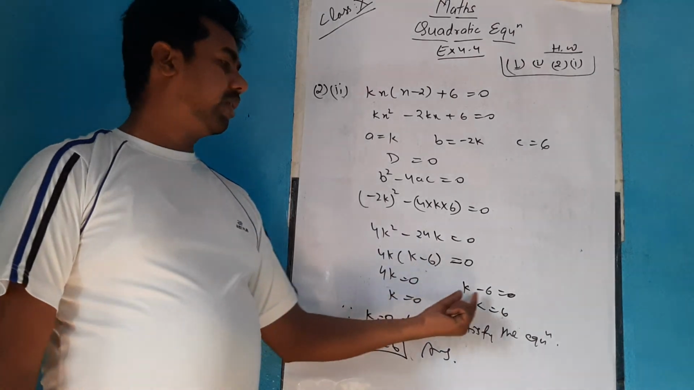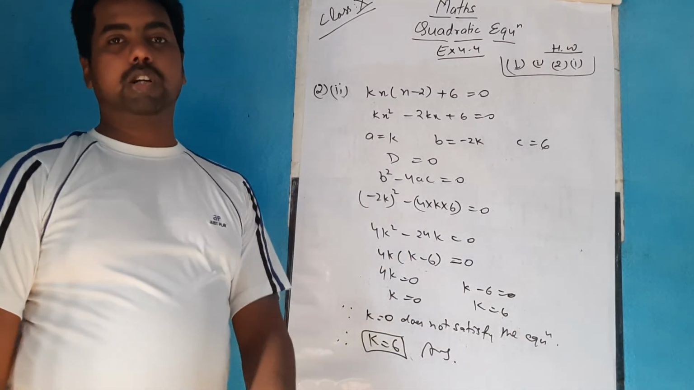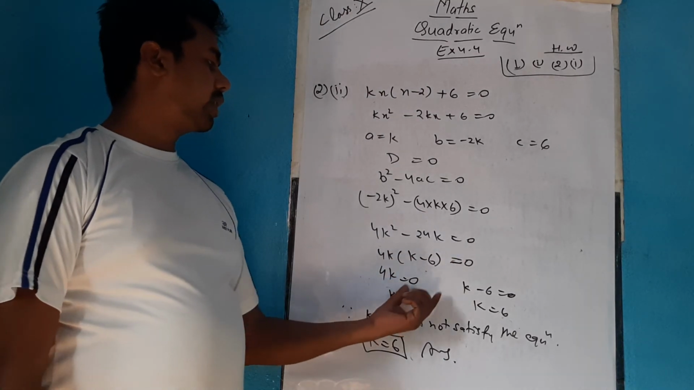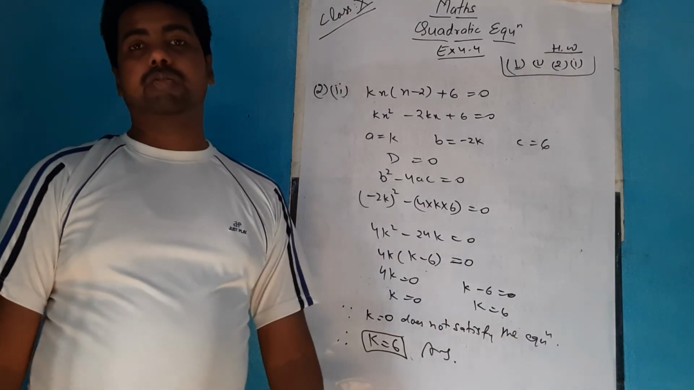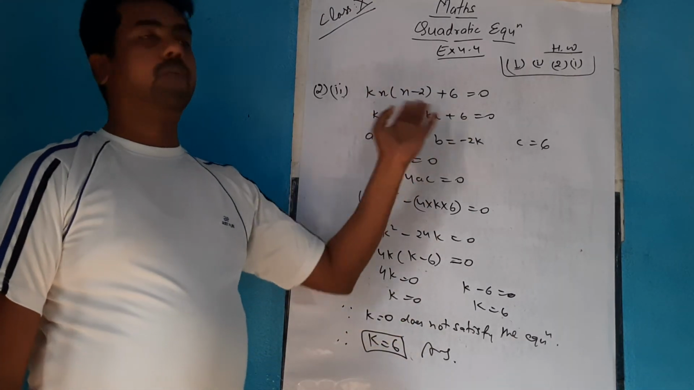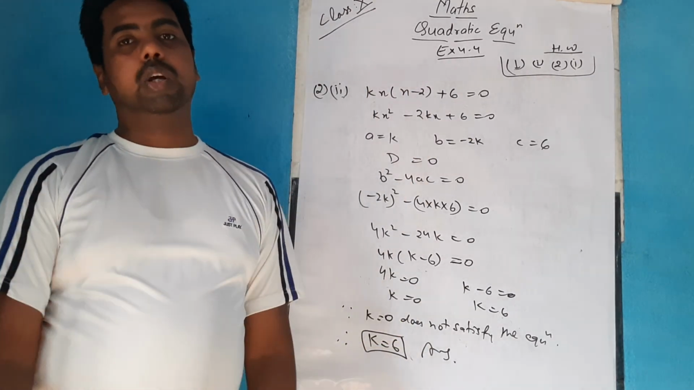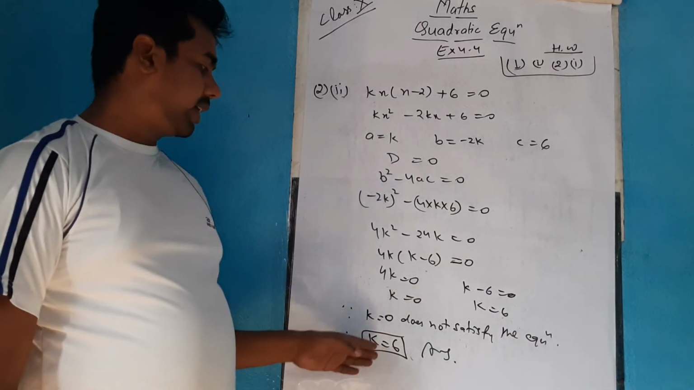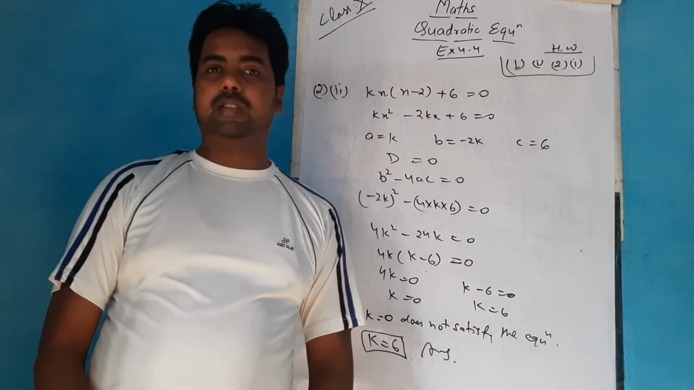Now as the product is equal to 0, separately we will make each equal to 0. So 4k equals to 0, k equals to 0, k minus 6 equals to 0, k equals to 6. When you take the value of k as 0, the equation will no more remain quadratic. So k equals to 0 will not satisfy the equation. So your final answer will be k equals to 6.